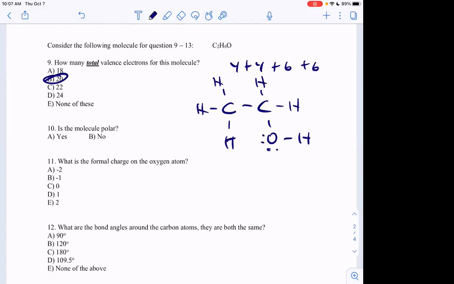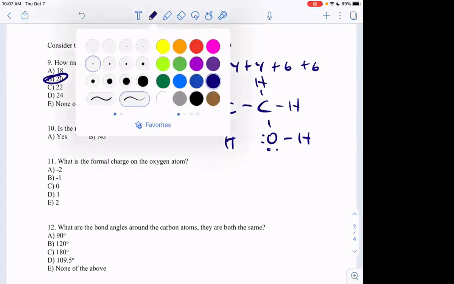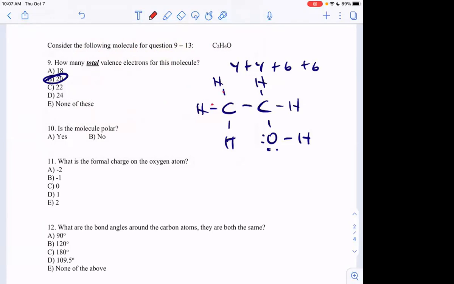Okay, and I can draw my 2 lone pairs here. That's not a problem. And what do we have? 2, 4, 6, 8, 10, 12, 14, 16, 18, 20. We're good. That's an alcohol, an OH group hanging off of that carbon compound.